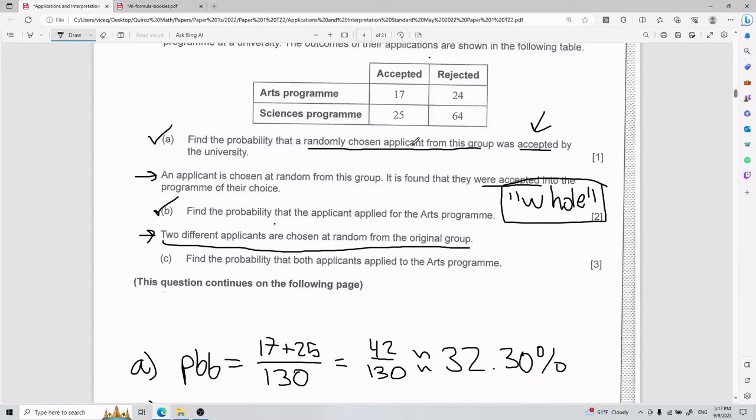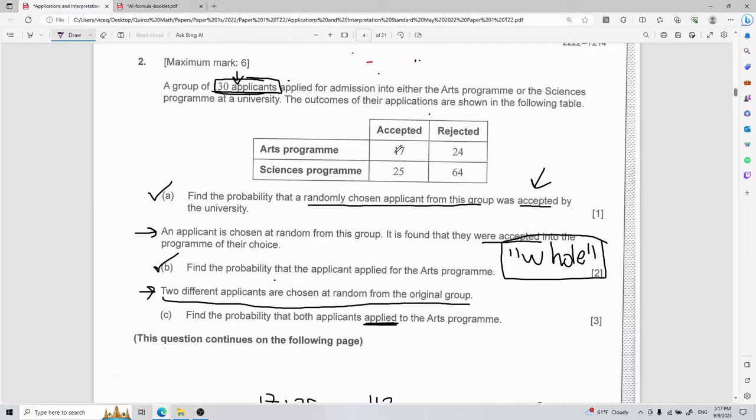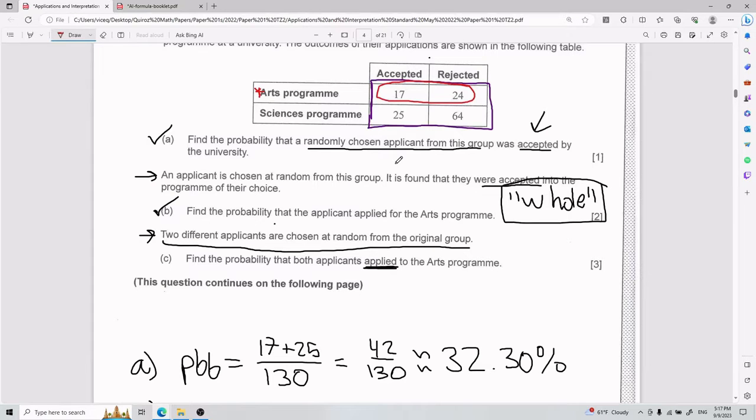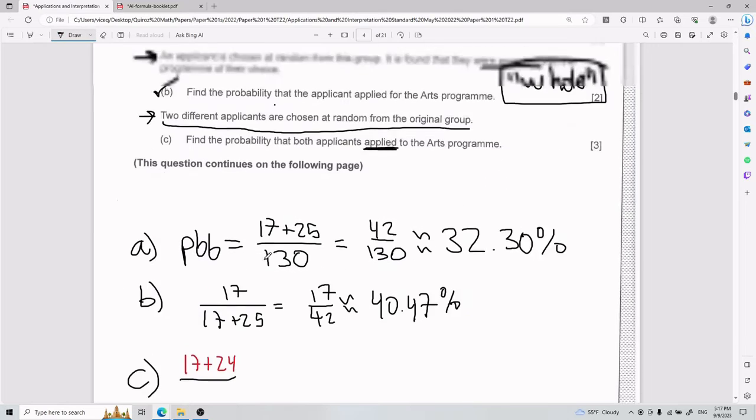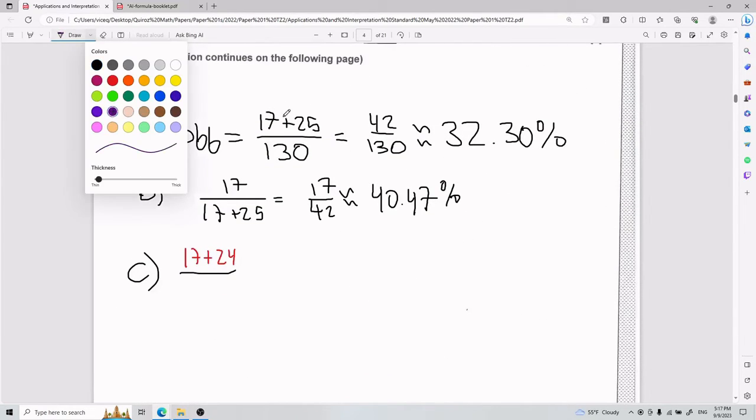If I picked two that applied to the arts program, notice that it's just applied. Keyword applied, not accepted, just applied. The ones that applied, or my total is this whole thing. And the ones that are applied are these two. Because it's just arts program, right? So my part is going to be what's in red, and my whole is going to be what's in purple. So for the first guy, we're going to have 17 plus 24 divided by what's in purple, which we know the total is 130. So that is going to be the first guy.